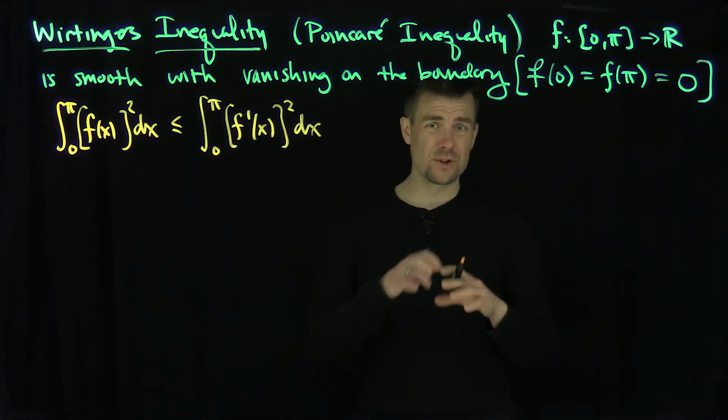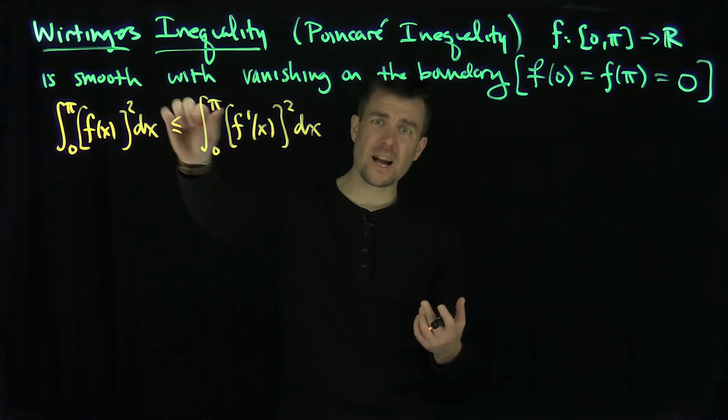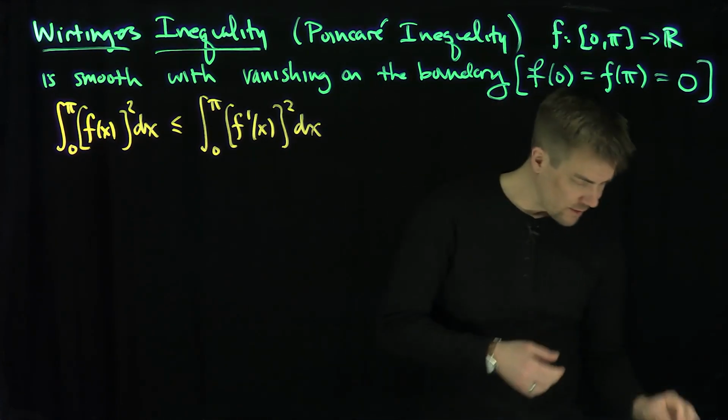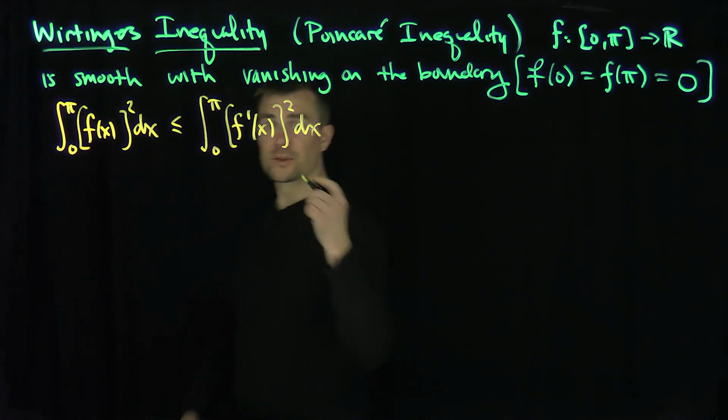And if it's a compact region and the function is smooth enough, this inequality should persist in higher dimensions too, maybe with different constants based on the diameter of the region. Okay, so that's the inequality. It's either due to Wirtinger or Poincare, whoever you wish. Okay, and so here's the idea to prove it.